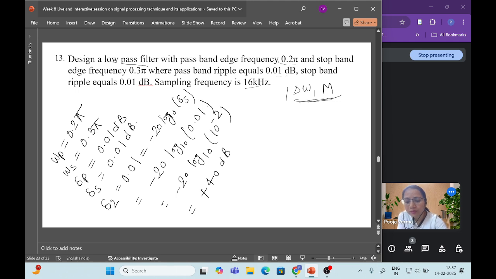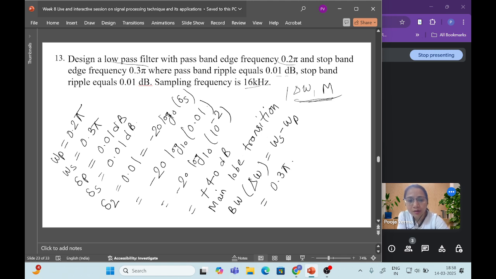Okay, now what is the main one? Transition bandwidth, that is del omega, right? We already know that it is equal to omega s minus omega p, which are already given. So 0.3 pi minus 0.2 pi is equal to 0.1 pi. So we have got the transition bandwidth.